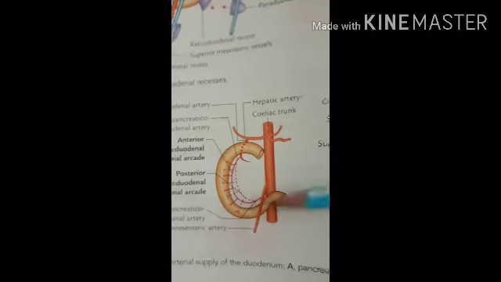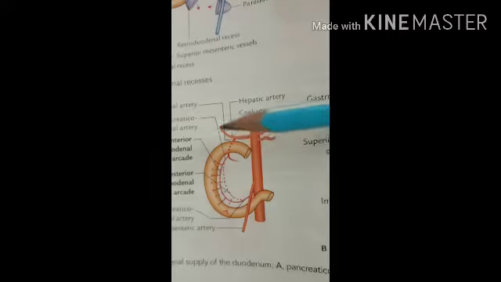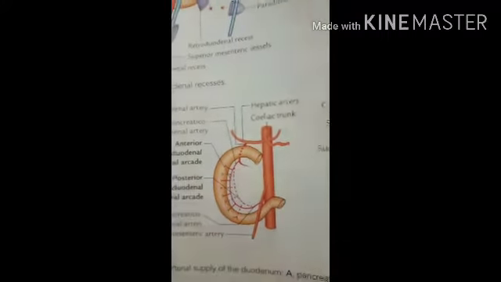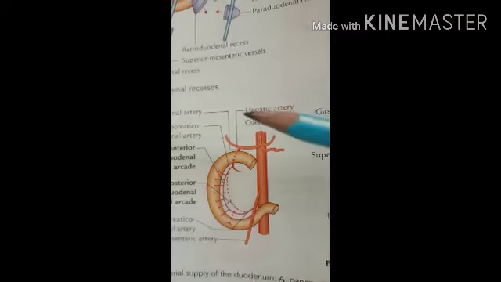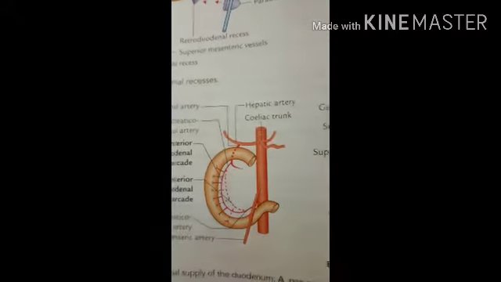Okay. Then the venous drainage: the superior mesenteric vein drains into the splenic vein, and the splenic vein drains into the portal vein. Okay. The lymphatic drainage: the pancreatoduodenal lymph nodes, the pyloric lymph nodes, and the hepatic lymph nodes.